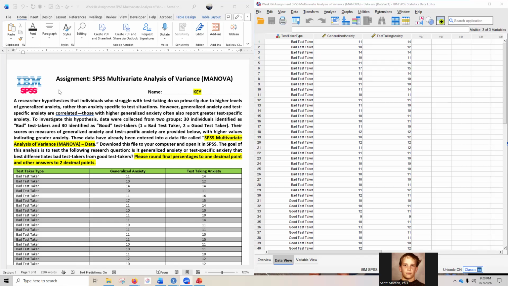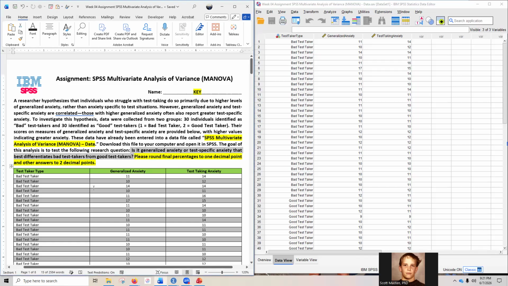That's a variable called test taker, and they're coded 1 and 2. Their scores on measures of generalized anxiety and test-specific anxiety are provided below. Higher values always indicate more anxiety of both types. And your job is to test the following research hypothesis. Is it generalized anxiety or test-specific anxiety that best differentiates bad test takers from good test takers?